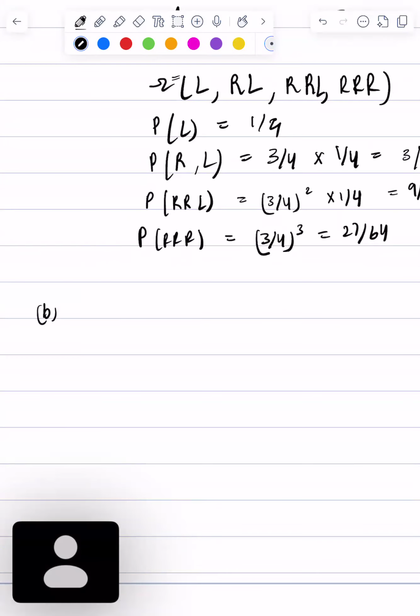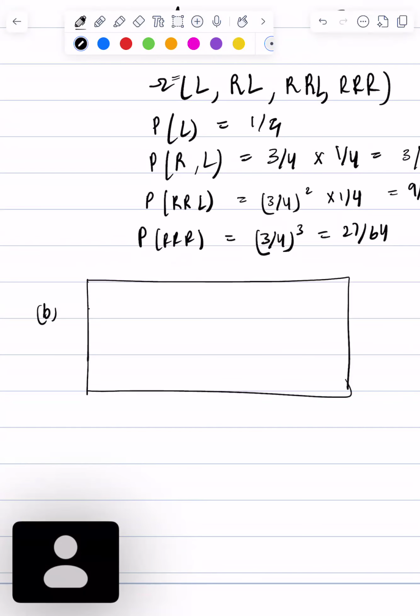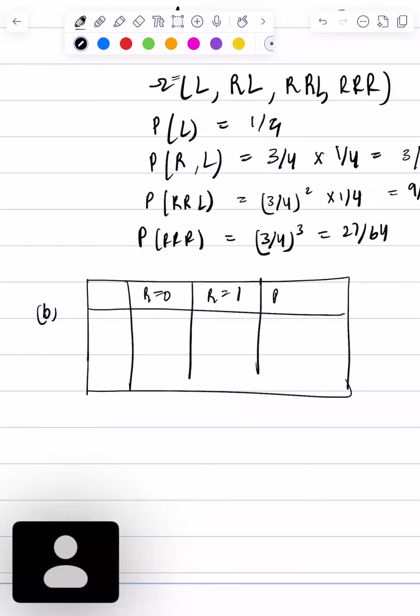Part B is asking us to find a joint distribution for L and R. What I mean by that is this is the probability of them individually happening. So when is R going to be 0, or when is R going to be 1, 2, 3, and L 0 and 1.